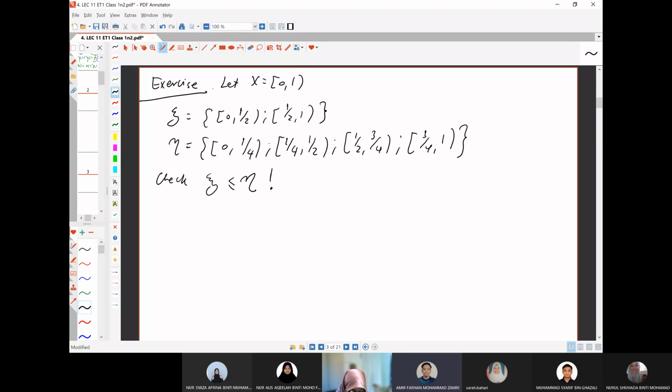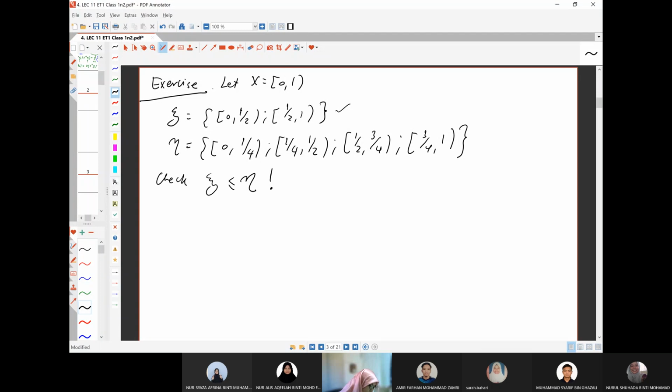Betul lah. Psi lagi kecil, betul tak? Macam mana ni? Betul. Okay. So check, we can see that psi is less than or equal to eta, betul? Sebab apa psi less than or equal? Sebab 0.5 tu adalah the union from 0, 1/4 dengan 1/4 dengan 1/2, betul? So because these two elements here is greater than the first element in the psi, so that means psi is less than or equal to eta lah.